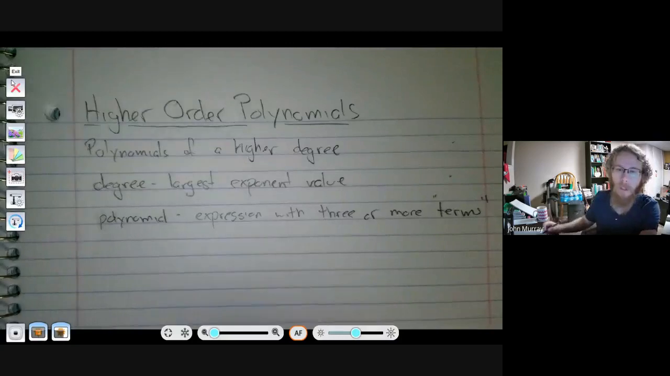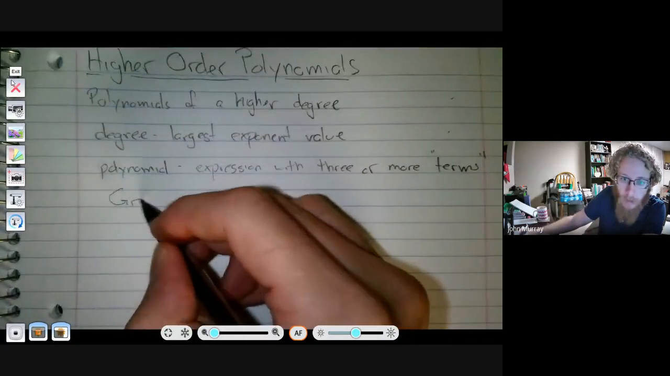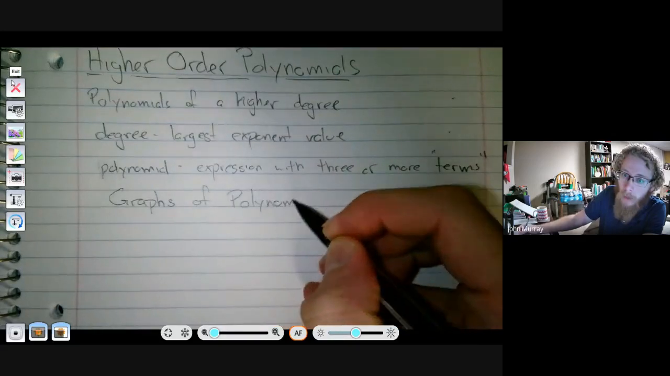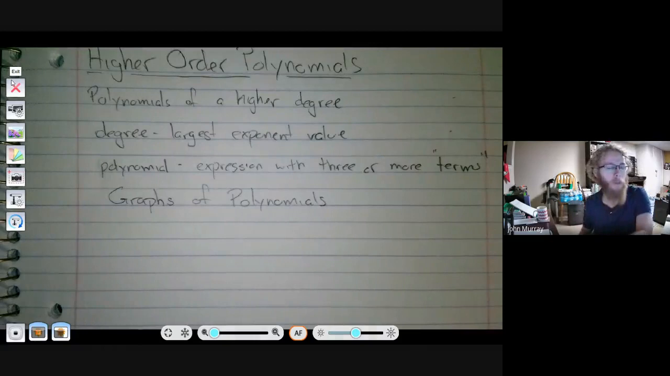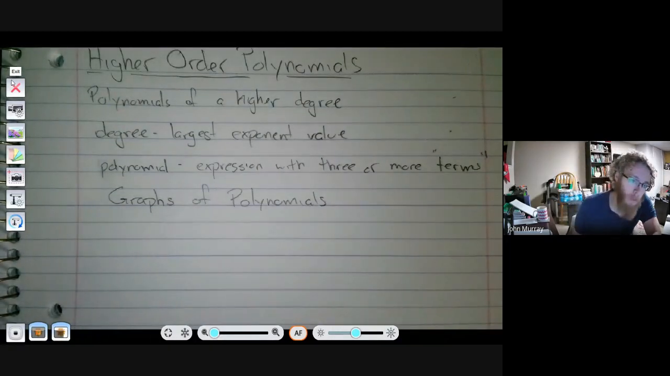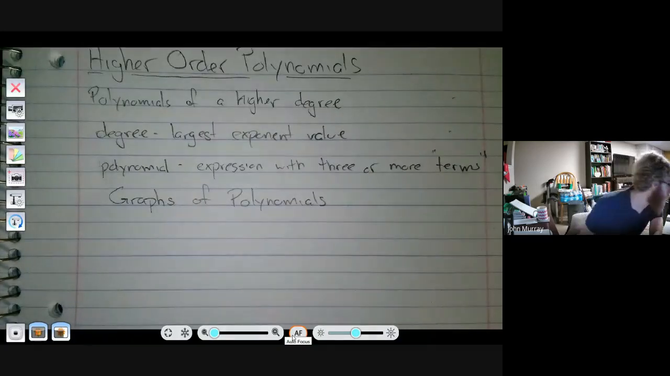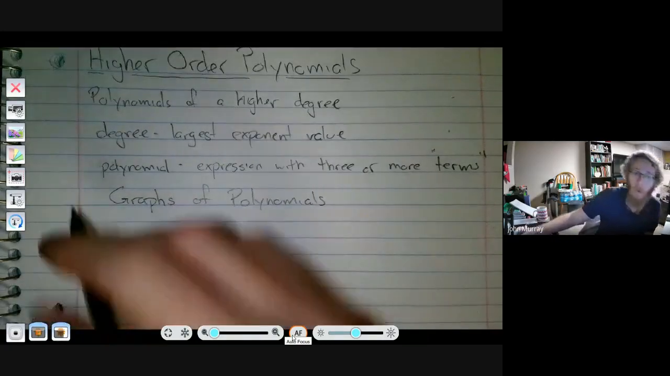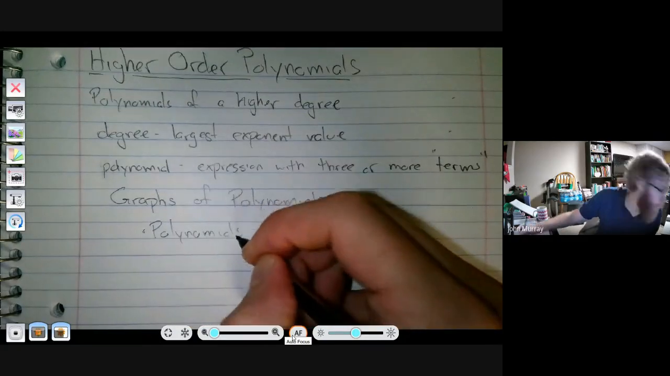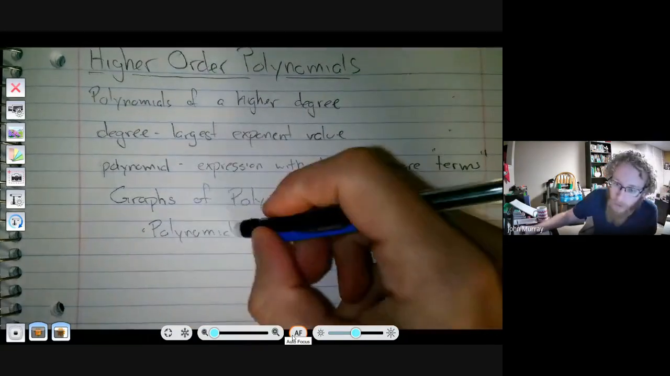So first, there's going to be a few different topics that we're talking about with these polynomials. One of them is mainly graphs, right? How the graphs look, how they're set up, properties of the graphs. So first, we're going to talk about what they look like.